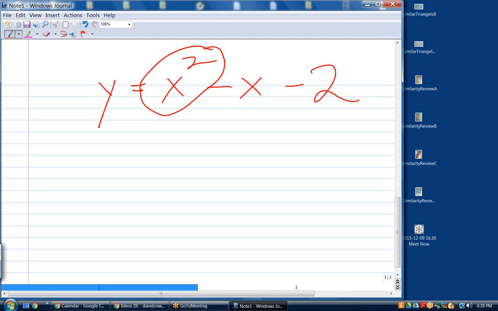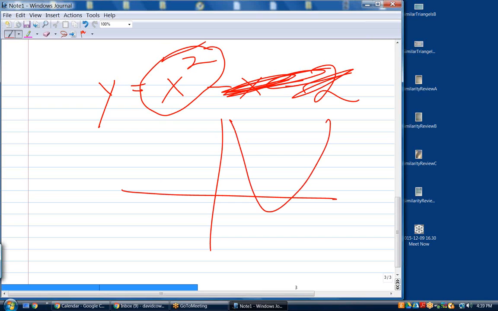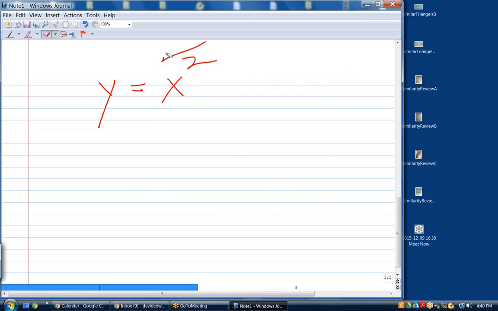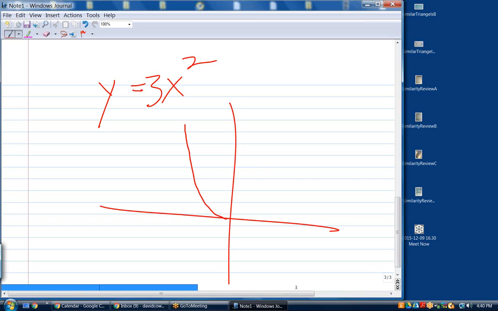I don't care about this. I don't care about that. This will tell me the end behavior. In this case, it's a parabola like that. What's the end behavior? As x goes to infinity, y goes to infinity. As x goes to negative infinity, y goes to infinity. When they say explain how the coefficients, what they really mean is whether it's positive or negative. If I put a 3 in front of that, it does not affect the end behavior at all. All I now have is a parabola that's a little skinnier.